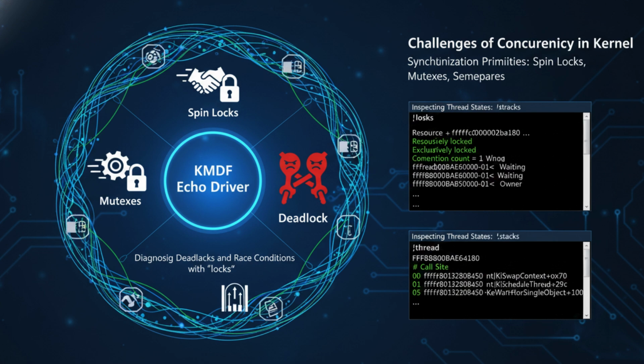WinDbg provides invaluable tools for diagnosing such problems. The !locks command is a powerful extension that enumerates all executive resources and spin locks, showing which threads own them and which threads are waiting. This helps us identify potential contention points or actual deadlocks. Furthermore, commands like .thread and !stacks allow us to inspect the state of individual kernel threads, including their current execution context and wait chains.